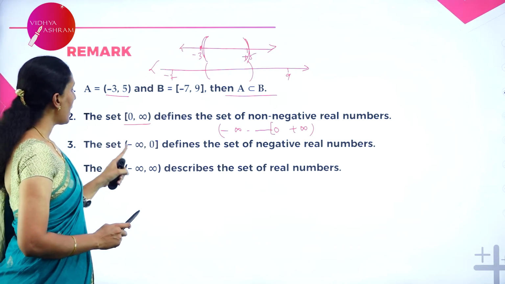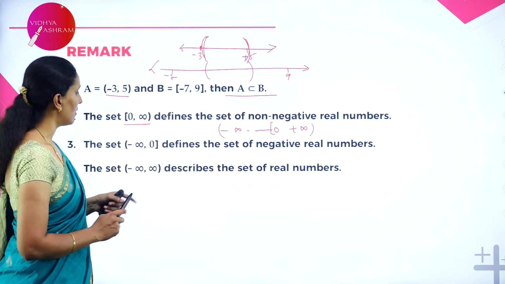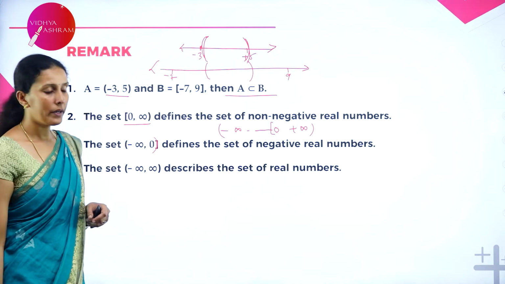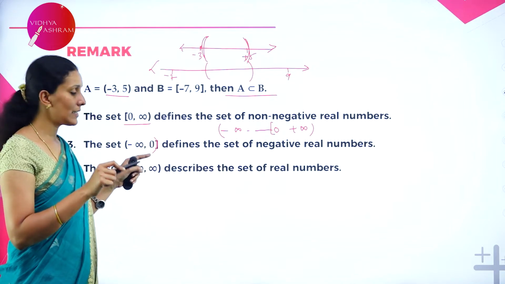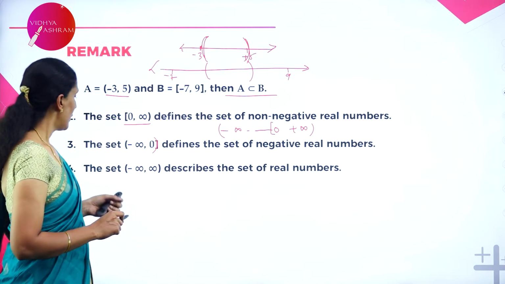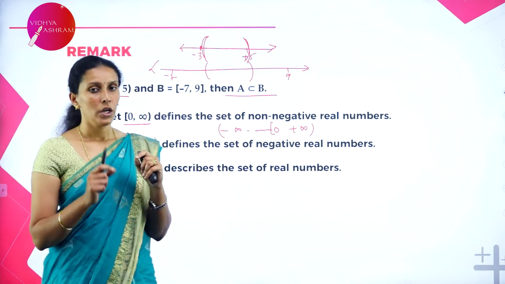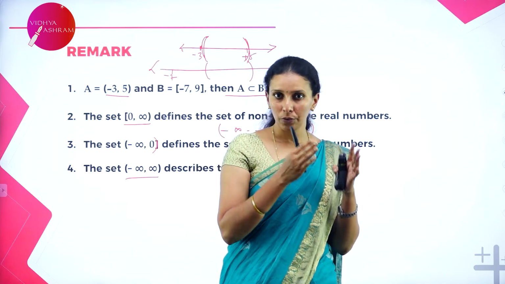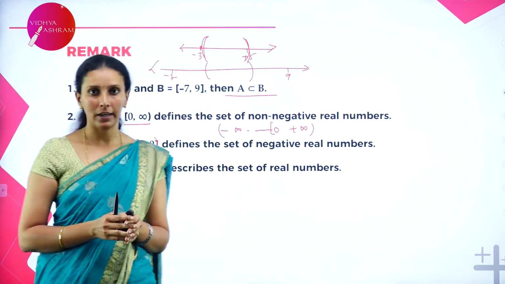Next, the set (-infinity, 0) defines the set of negative real numbers. So here when I say negative real numbers, we should use an open interval. From minus infinity until 0, not including 0, all are negative. So this is the set of negative real numbers. And the set (-infinity, infinity) defines the set of real numbers. When I say set of real numbers, in interval form, it is minus infinity to plus infinity in the open interval form.